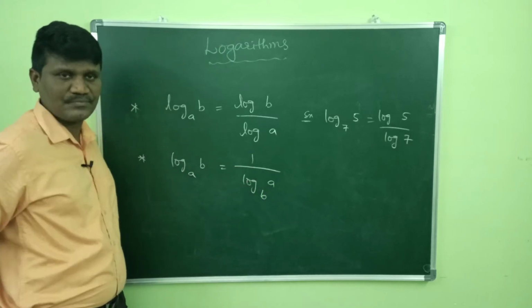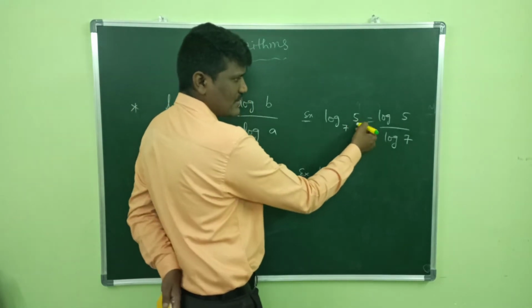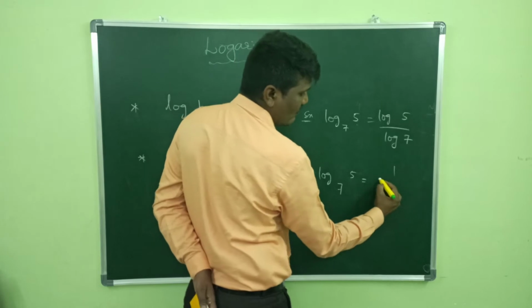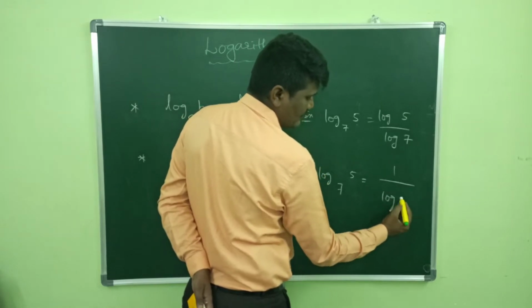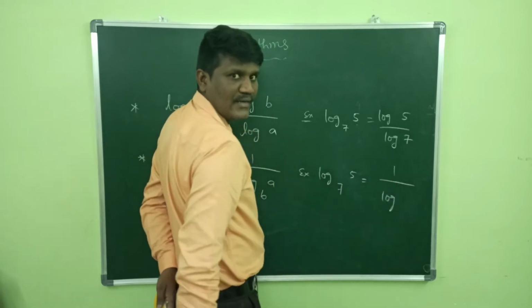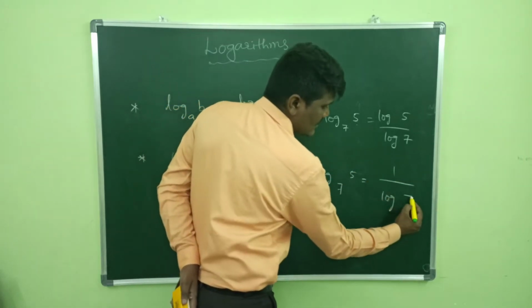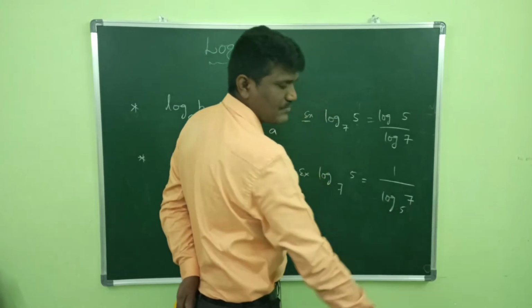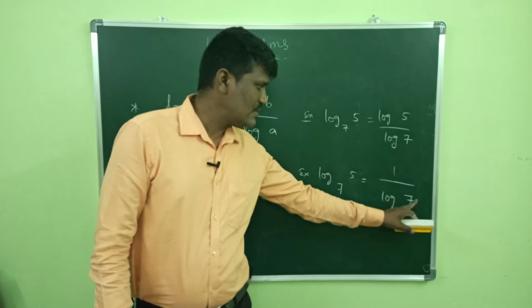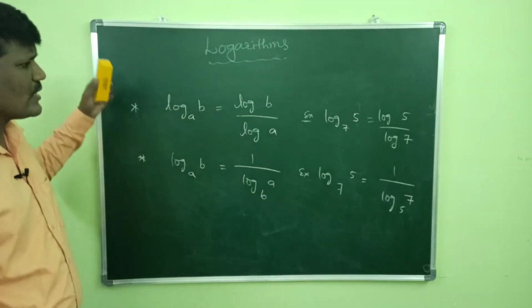So for example, if I take the same example, log 5 to the base 7 is equal to 1 by log, I am interchanging the base and the log value, that is why I am writing in the denominator. So log 5 to the base 7 is equal to 1 by log 7 to the base 5. So these are the important ones.